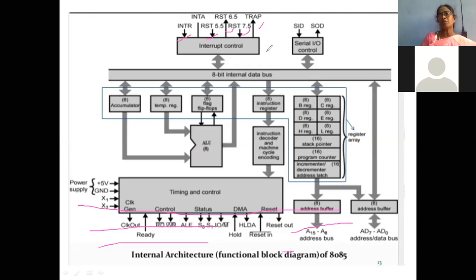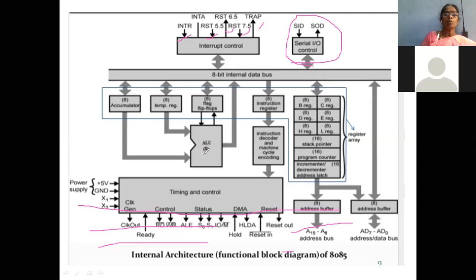How many interrupts are there in the 8085? There are 5 interrupts: TRAP, then RST 5.5, 6.5, 7.5, and then INTR. And there are 2 serial ports available: serial in data and serial out data.